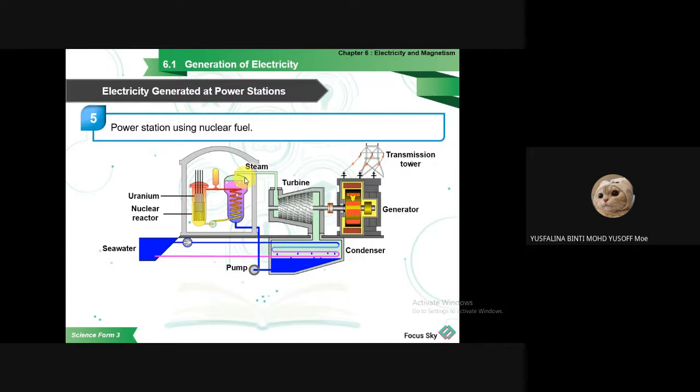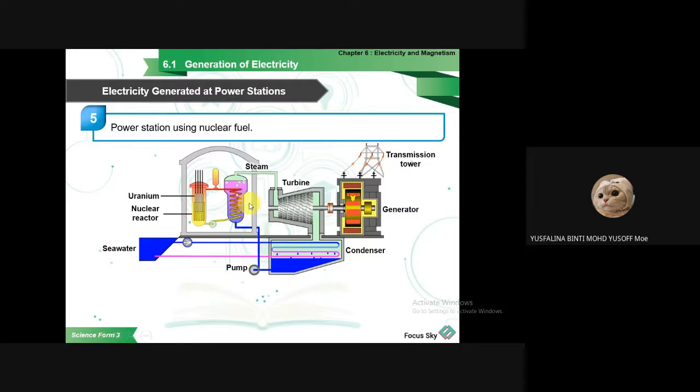But if we compare to the thermal power station, the energy of the steam in the nuclear one is very, very high, so the turbine will rotate faster. That's why a country that uses nuclear reaction to produce electricity doesn't need so many power stations, because nuclear energy produces a very large amount of current.